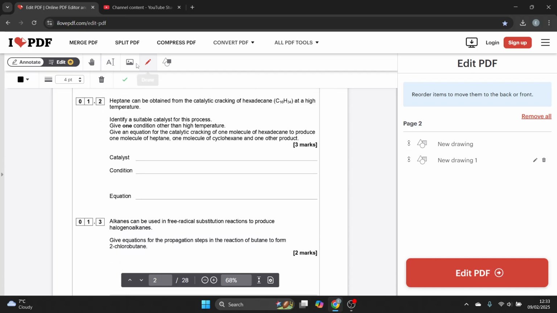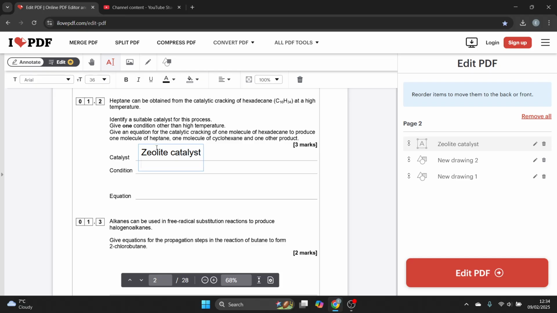Heptane can be obtained from catalytic cracking. Identify a suitable catalyst. Zeolite catalyst, obviously. Give one condition other than heat. Slight pressure, not high pressure. Remember, thermal cracking is high temperature, high pressure. Catalytic is high temperature, slight pressure.